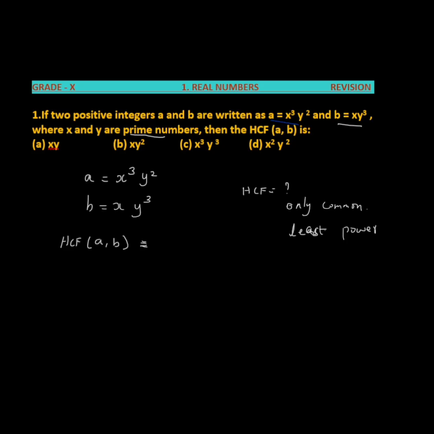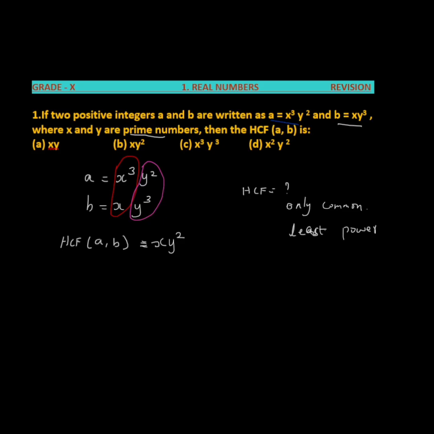Here we are having x and x. x is common for both the numbers. What is the least power of x? For a, x cube is there. For b, simply x, x power 1, is there. So the least power is x. Then y is also common here. Both the numbers have y as a factor. For a, y's power is 2. For b, y's power is 3. So the least power is 2. So HCF of a and b is x y squared.